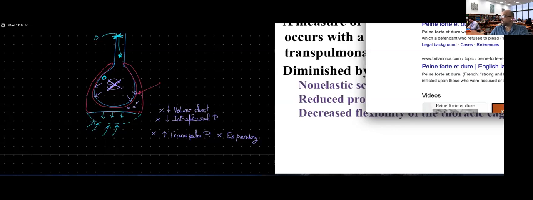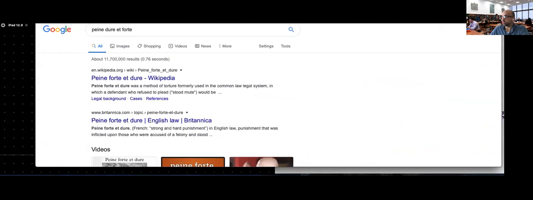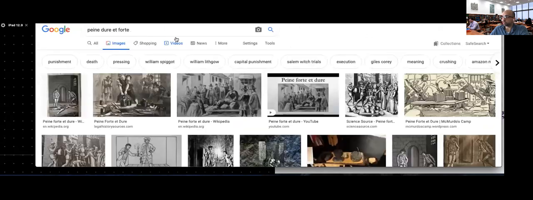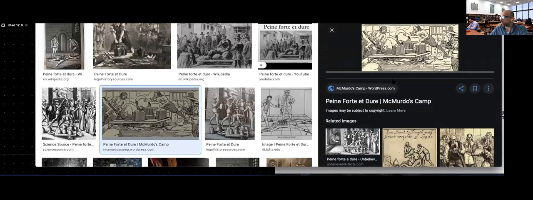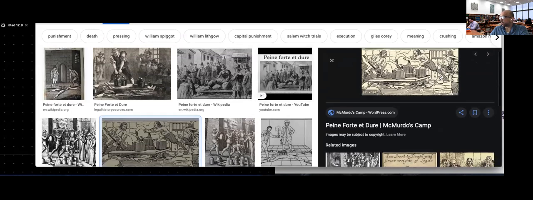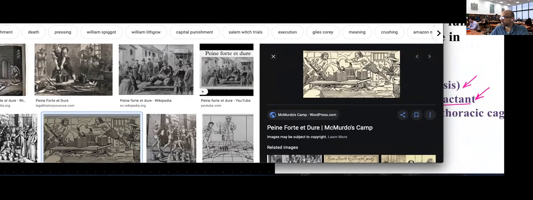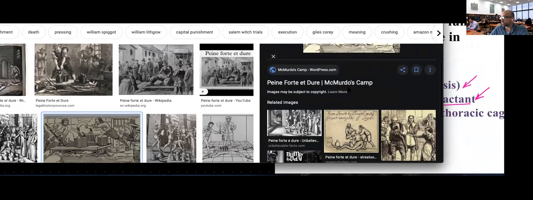Actually, this was a way by which they used to perform a death penalty, which is called the peine de mort. So in a peine de mort, what they were doing to the person, they were killing him by adding weights on his chest. I'm not sure if you can see clearly the pictures here.